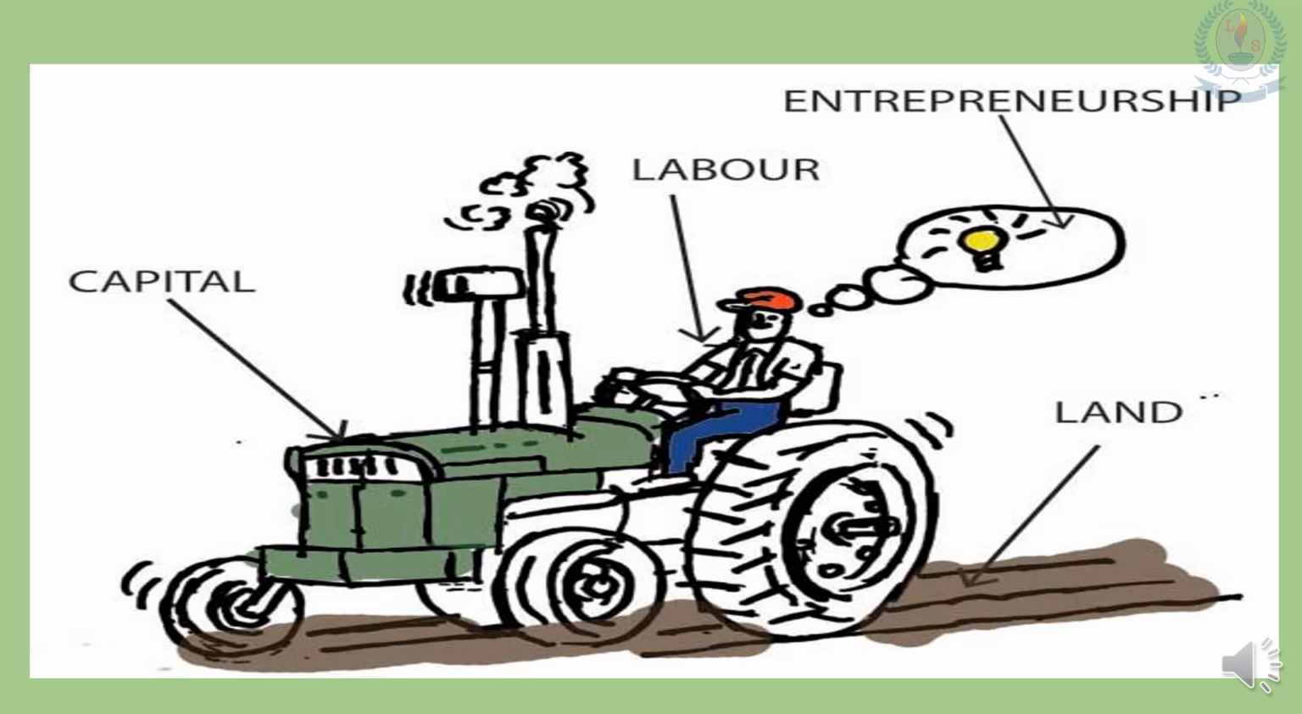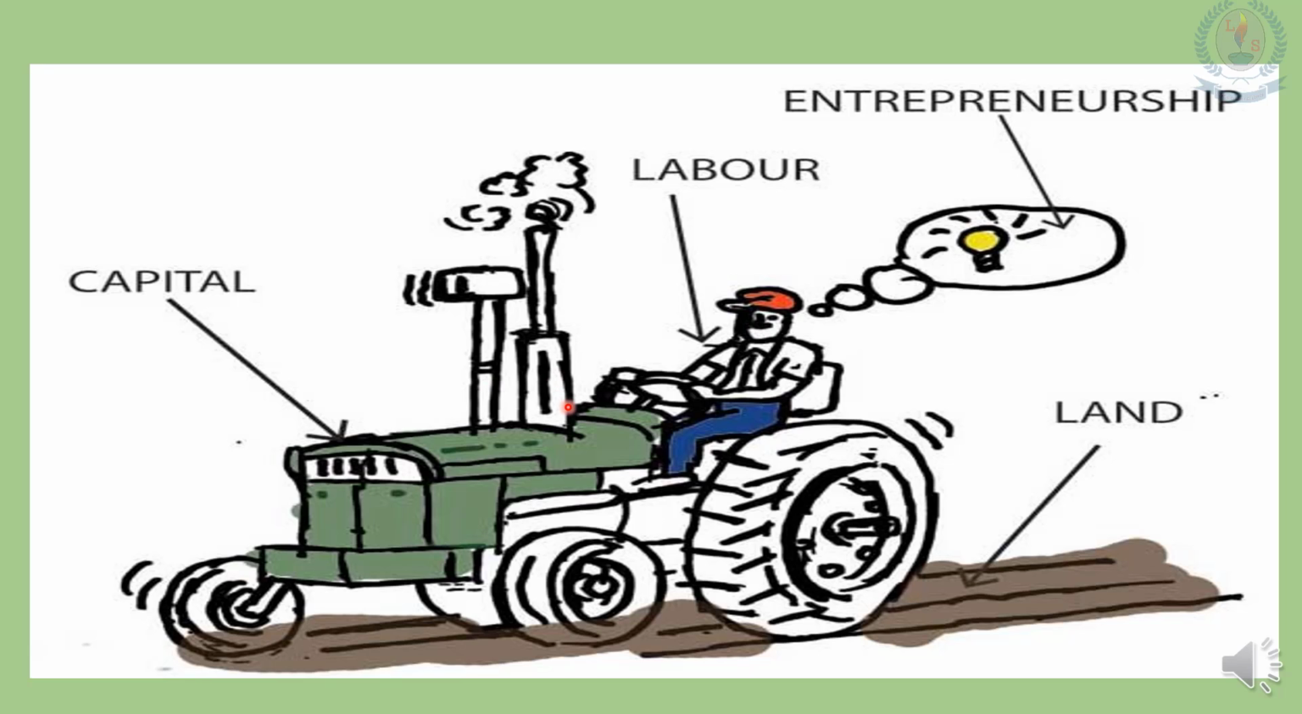Here, children, I added a picture for you all. Look at this. That's a man driving a tractor. Here is the land, the first factor. The next one, labor, is the driver of the tractor. Next, capital, so we have to invest. Then entrepreneurship, that is the production. We can see 4 factors in this picture.